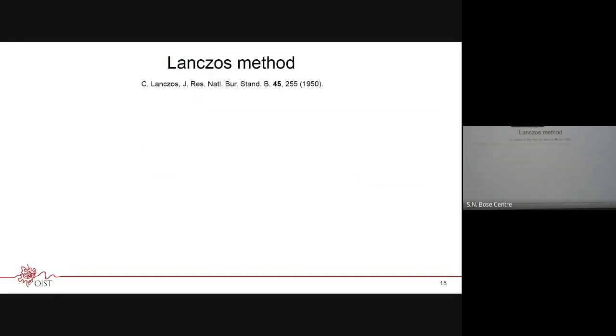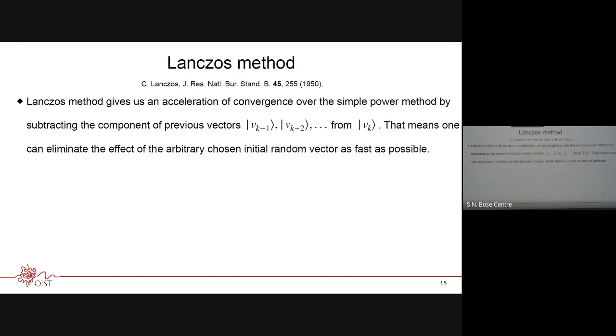So the Lanczos method is proposed as one of the ways to accelerate the power method. It was originally proposed by Lanczos almost 70 years ago, I think. That's very old, but it's very efficient. The Lanczos method gives us acceleration of the convergence over the simple power method by subtracting the components of the previous vectors, V k minus 1 and V k minus 2, and so on, from V k.